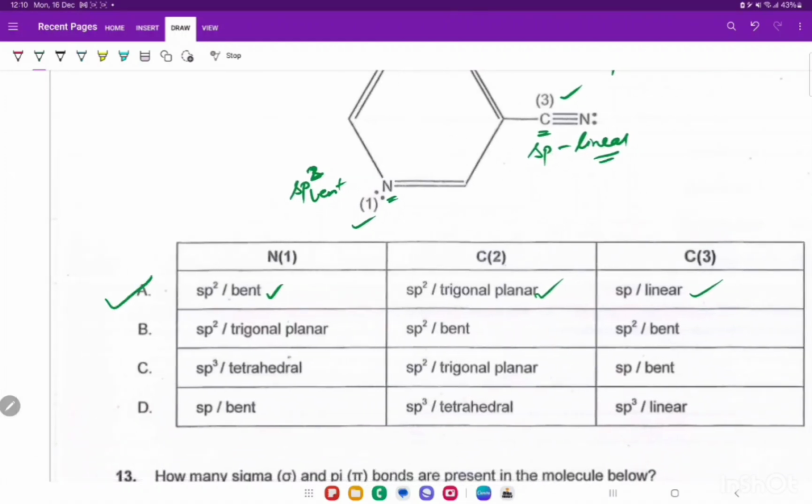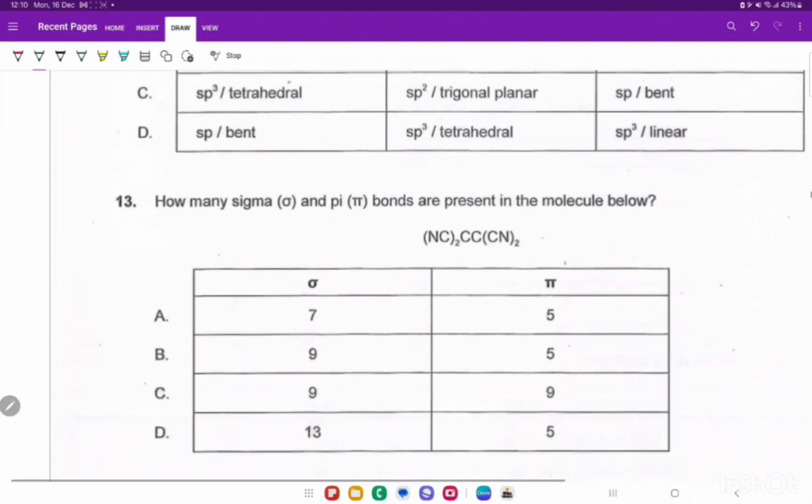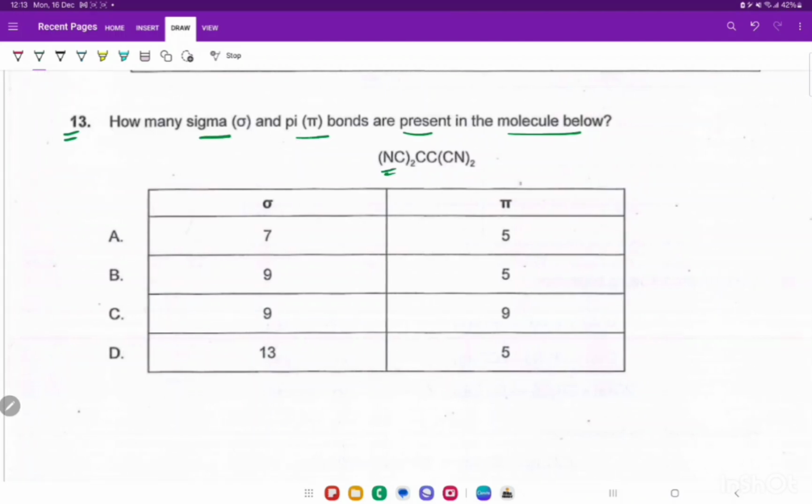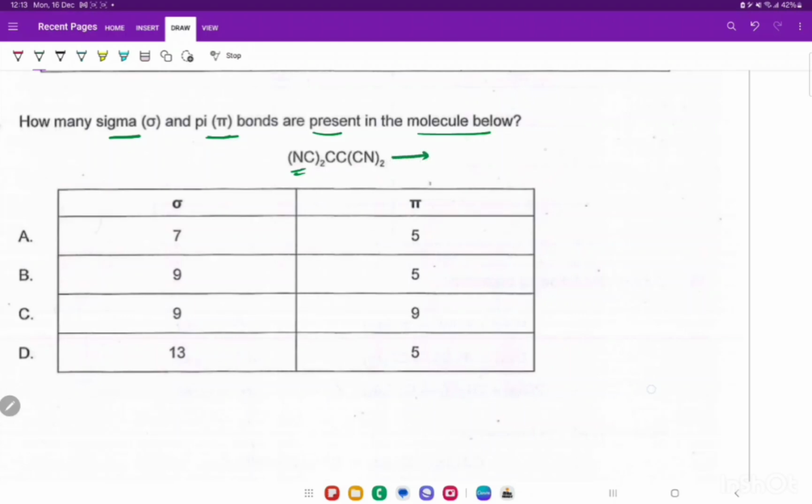It means my answer A is correct. Okay, next question 13. Now question 13 says, how many sigma and pi bonds are present in a molecule given below? First we have to draw the structure of this molecule.